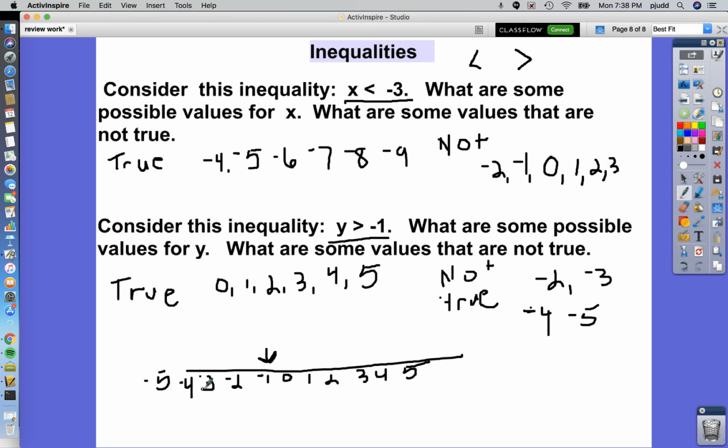All of these values are true because they're greater than -1. So drawing a number line can help you determine, if you're not quite sure, look at the number line and then make that determination for what's greater than or what's not greater than based on the inequality that you're given. Okay? And that concludes our review for today.